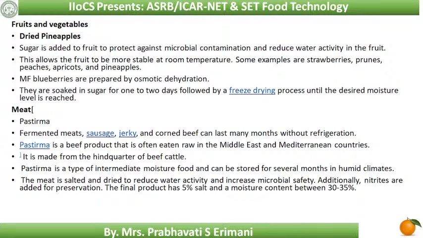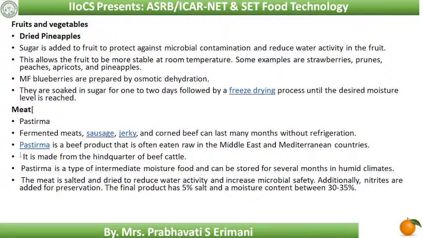Blueberries are prepared as intermediate moisture food by osmotic dehydration. They are soaked in sugar for 1 to 2 days and then freeze dried until they reach the desired moisture.